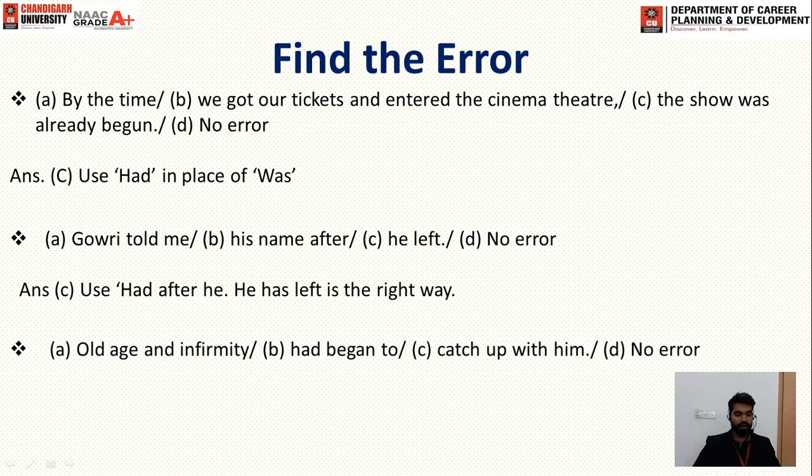Question number 3. Old age and infirmity had began to catch up with him. It's a really simple one. The error is in C. Error is in B. Sorry, it's A. Then B. It should be B in here. So old age and infirmity had begun. You'll be using the third form of the verb, not began. Okay, begin, began, begun is the three forms of the verb begin.